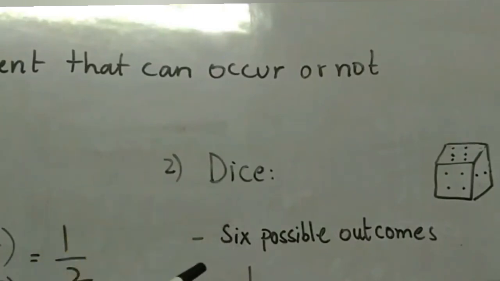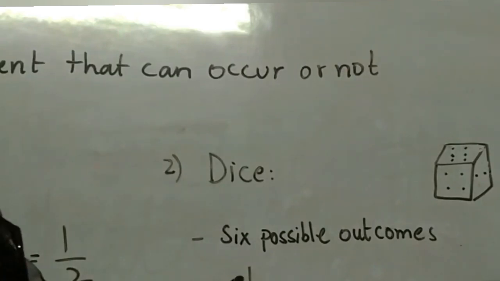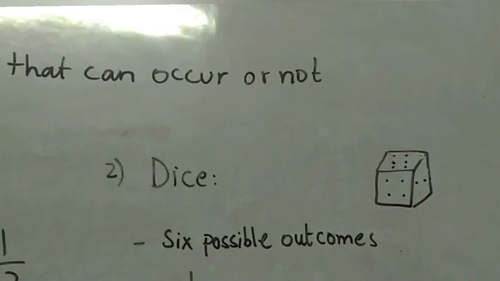When we throw a dice, there are six possible outcomes. It means one side can come one time when we roll it down. So we can write it like this, 1 over 6. It means if we have six sides, as you know, in a dice there are six sides, every side can come one time.